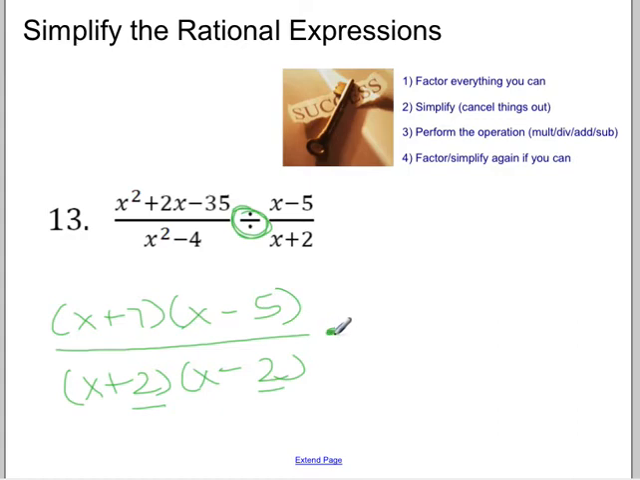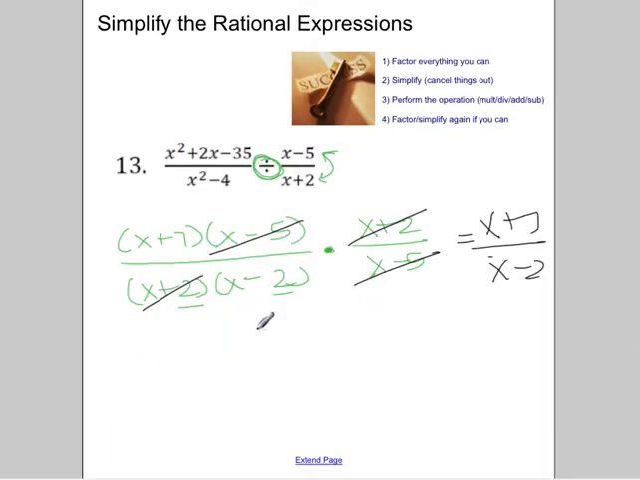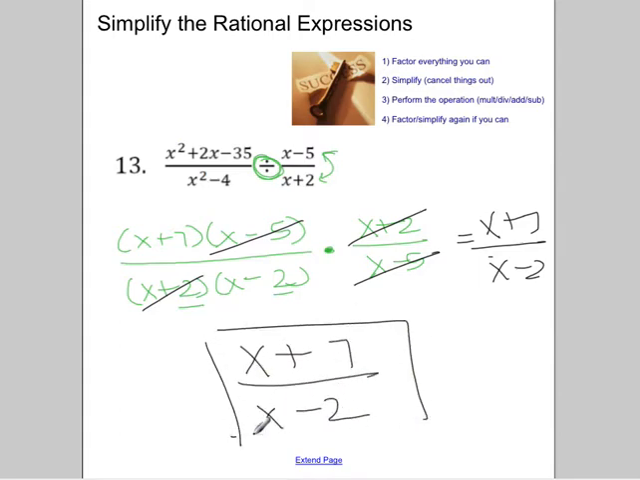So now since we're dividing, we're going to multiply by the reciprocal, so we need to flip it around. So I will have x plus 2 over x minus 5. And I simplify. X minus 5, x plus 2, so I'm left with x plus 7 over x minus 2. That actually doesn't look very nice, so let's try again. X plus 7 over x minus 2. There is my final answer.